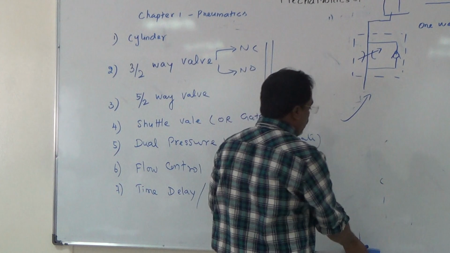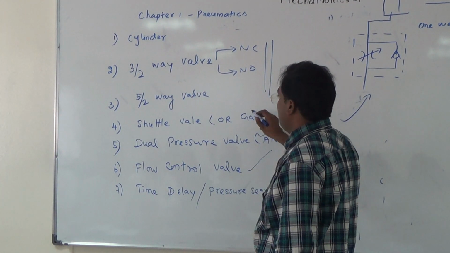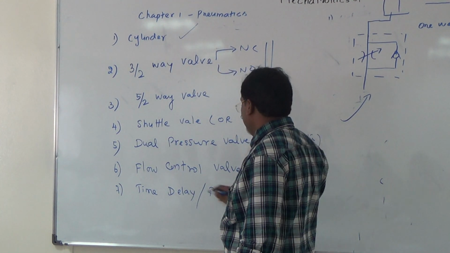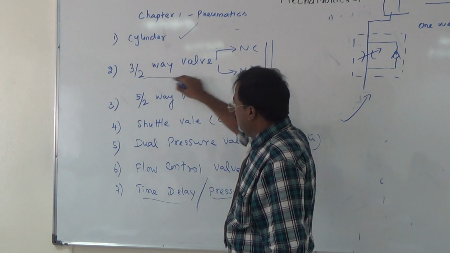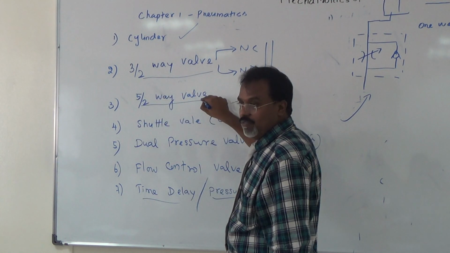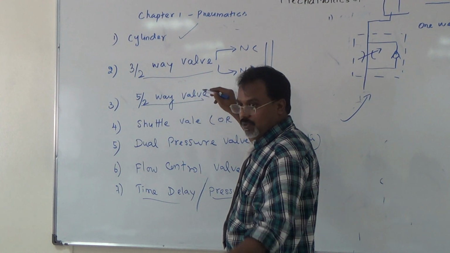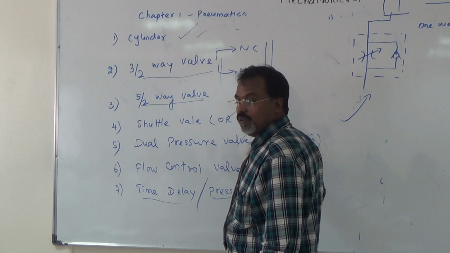So this is called the flow control valve. I know the flow control valve, I know the dual pressure valve, I know the shuttle valve, I know the cylinder. And the time delay valve and the pressure sequence valve I don't know. And what is the 3/2 way valve and 5/2 way valve I don't know. Correct? So you may think like that. I don't know this, and these are all I know very well now.